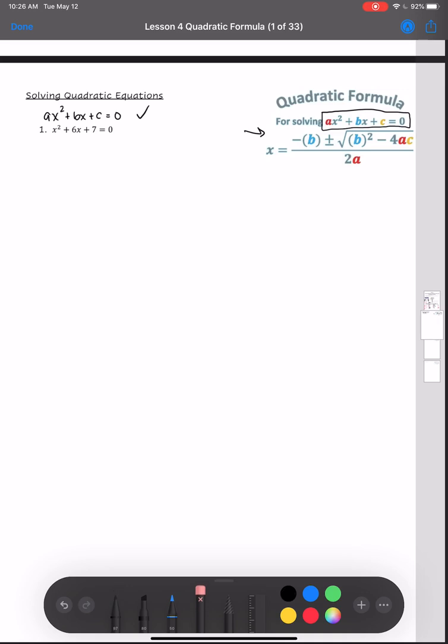So here, a is equal to, let me do this color-coded here for you. All right, so a, you can see that there's nothing here, but you should always know that there's a 1 there. So a is equal to 1. B is equal to 6. And C is equal to 7. All of my numbers are positive. I don't have to worry about negatives for this one.